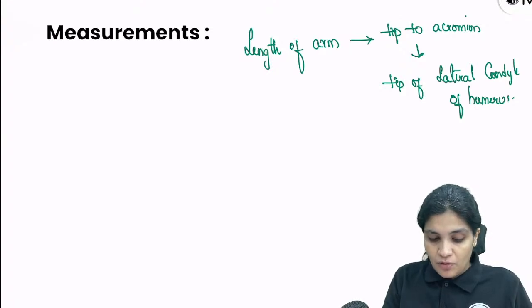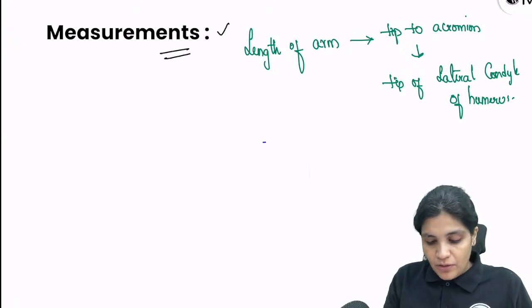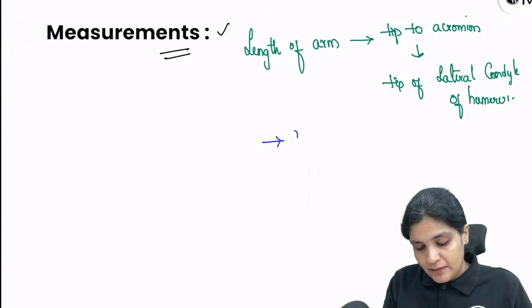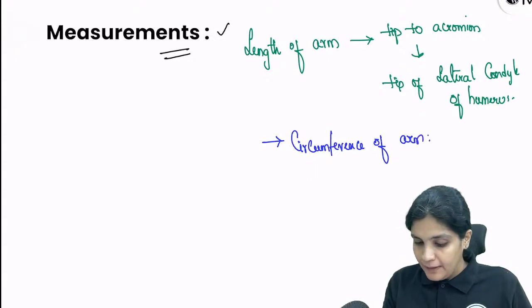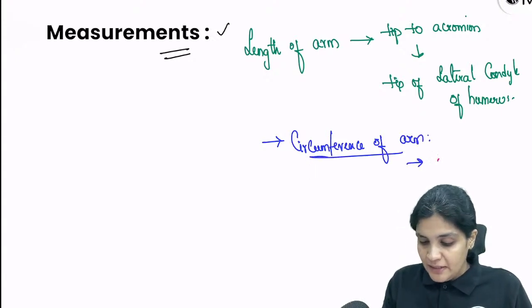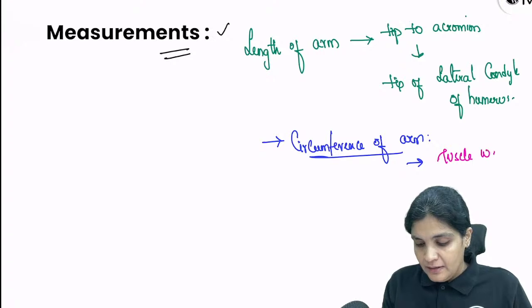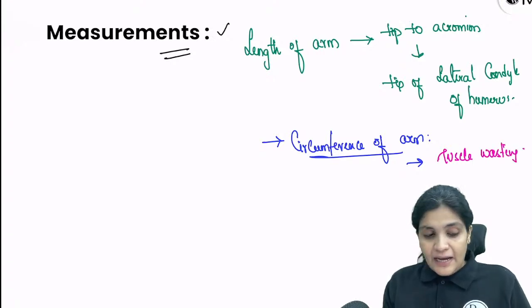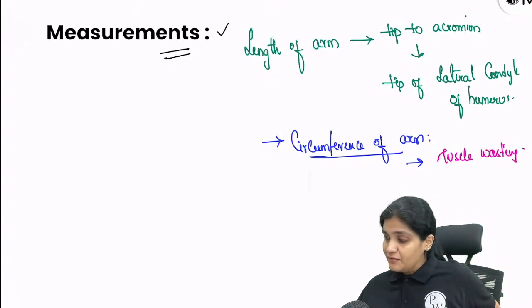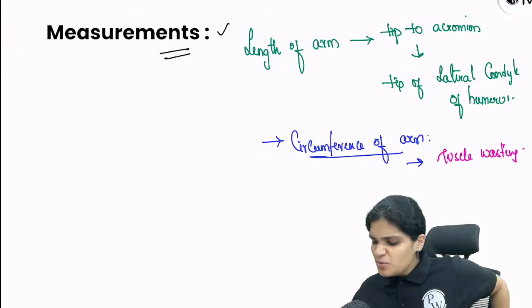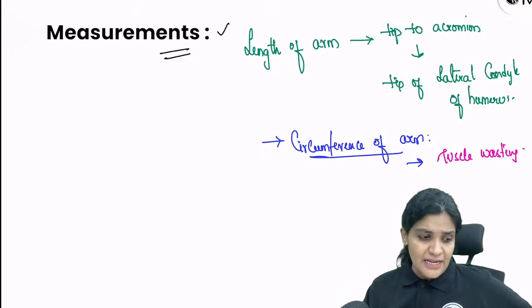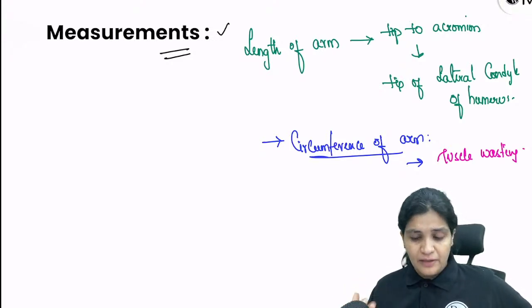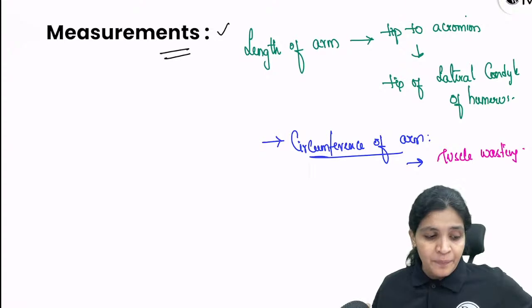So this is the measurement that we are going to take, right? And we are also going to measure the circumference of the arm. This is for any muscle wasting. And you can also measure the vertical circumference of the axilla. This is usually what they mention in case of dislocations, anterior dislocation, where this is useful for us. So the vertical circumference of the axilla.